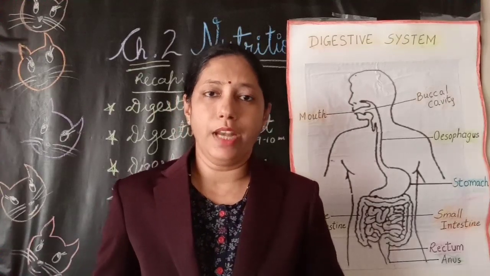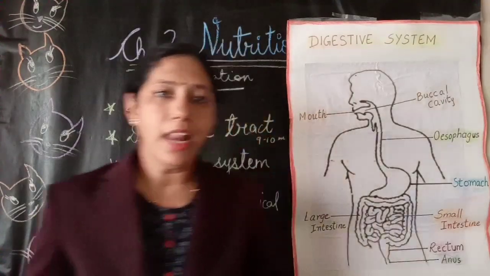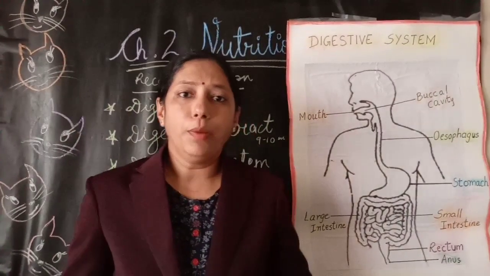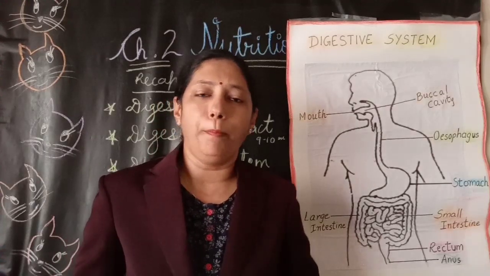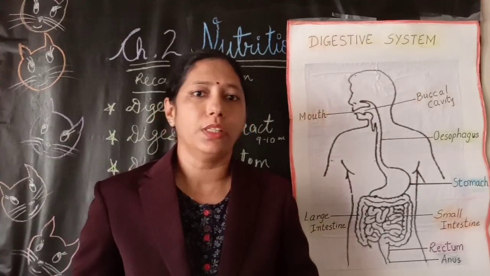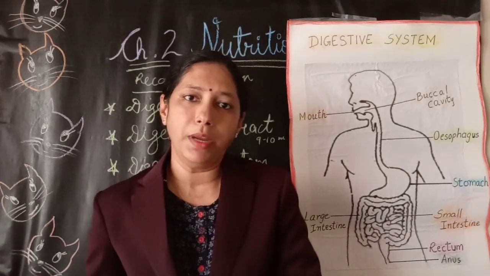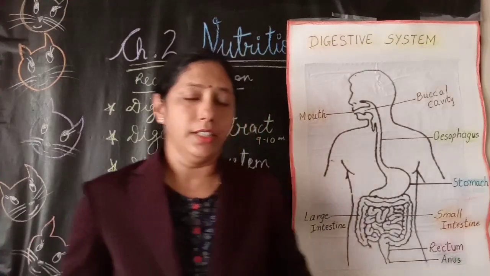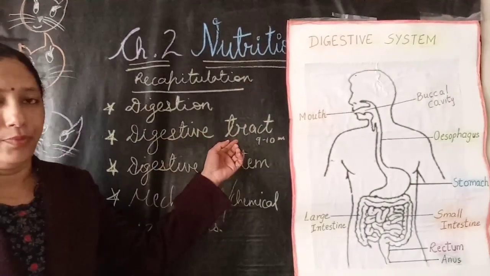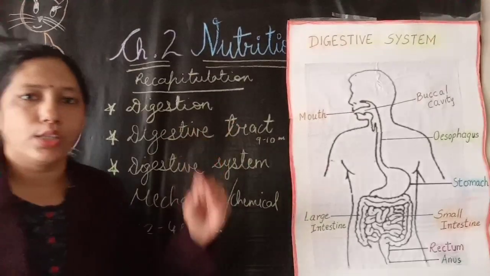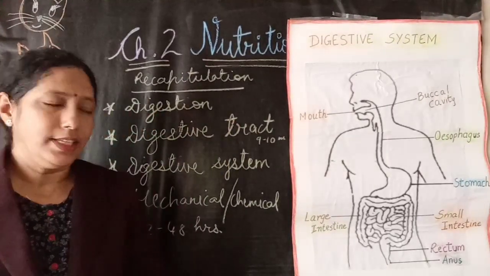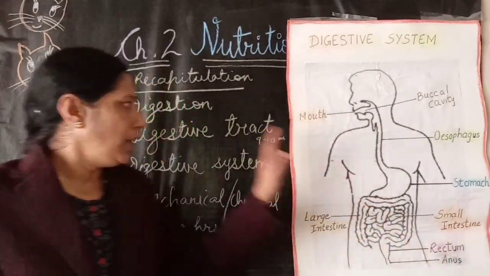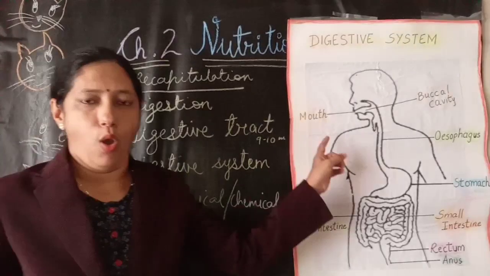Now we will recapitulate whatever we have learned today. Today we learned about digestion. What is digestion? The process of breaking down the complex substances of food into simple substances that can be taken by the body is called digestion. Then we learned about digestive tract. This digestive tract is also called alimentary canal. It starts from mouth and it ends at anus. It is about 9 to 10 meters long.